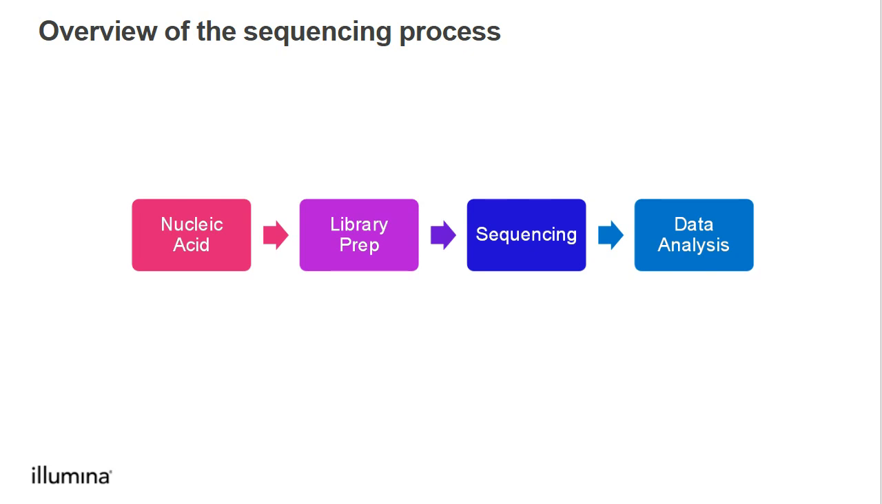The third step is sequencing. This is where we will read the bases from the library fragments. The fourth step is data analysis, and we want to make sure that we have a plan for the full workflow, including the data analysis, before we start any of this process in the lab.